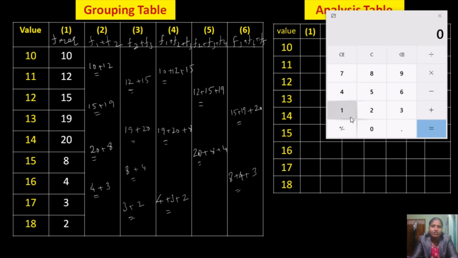Now we have to add the values. 10 plus 12, we get the total as 22.